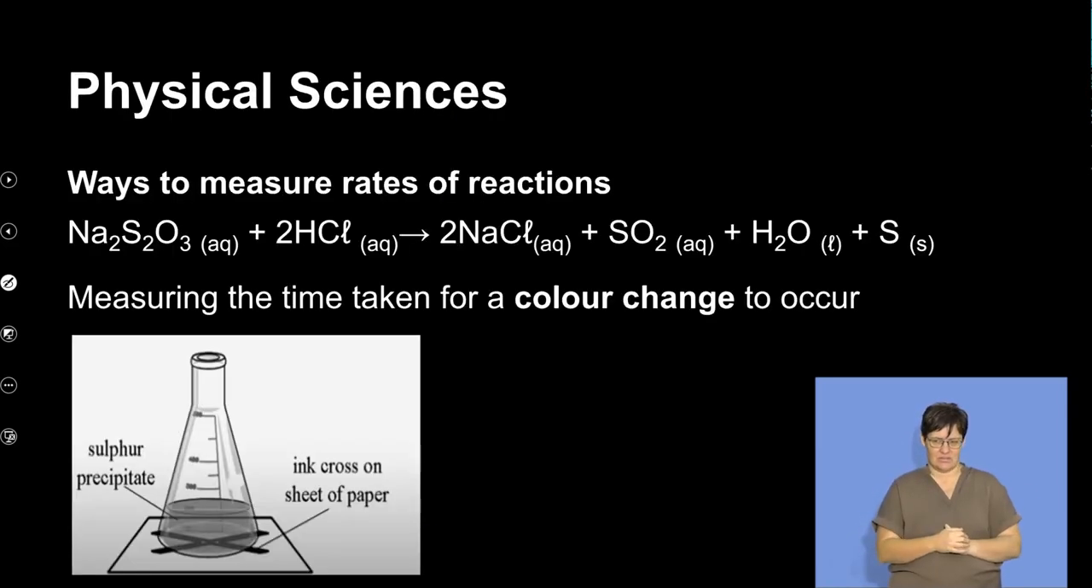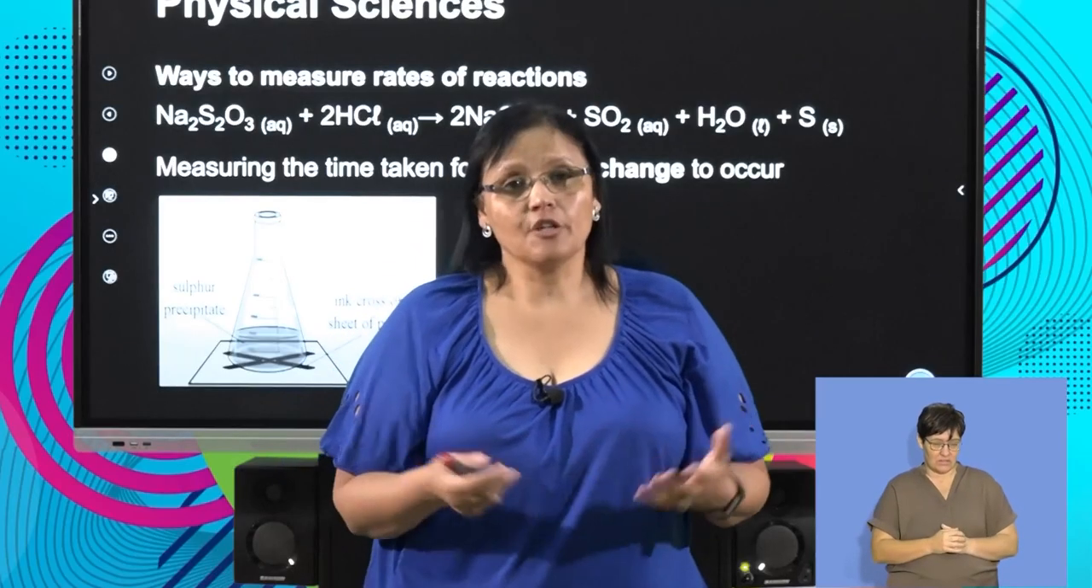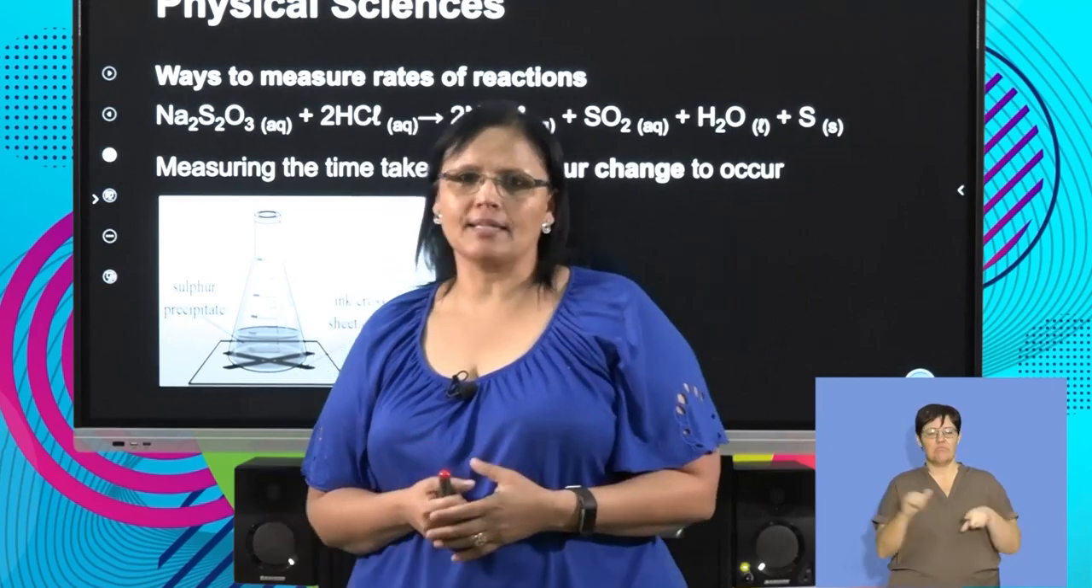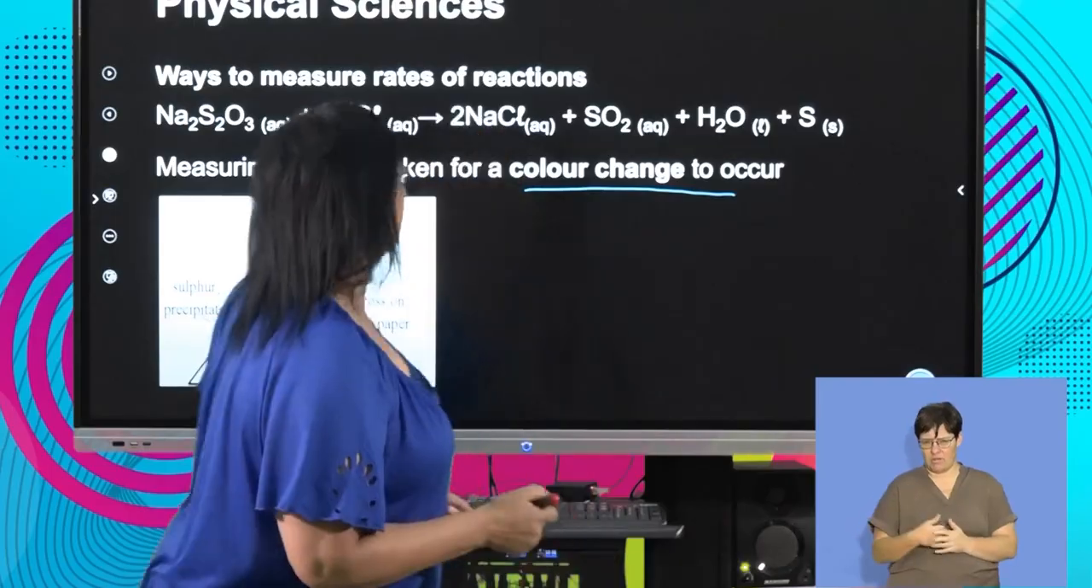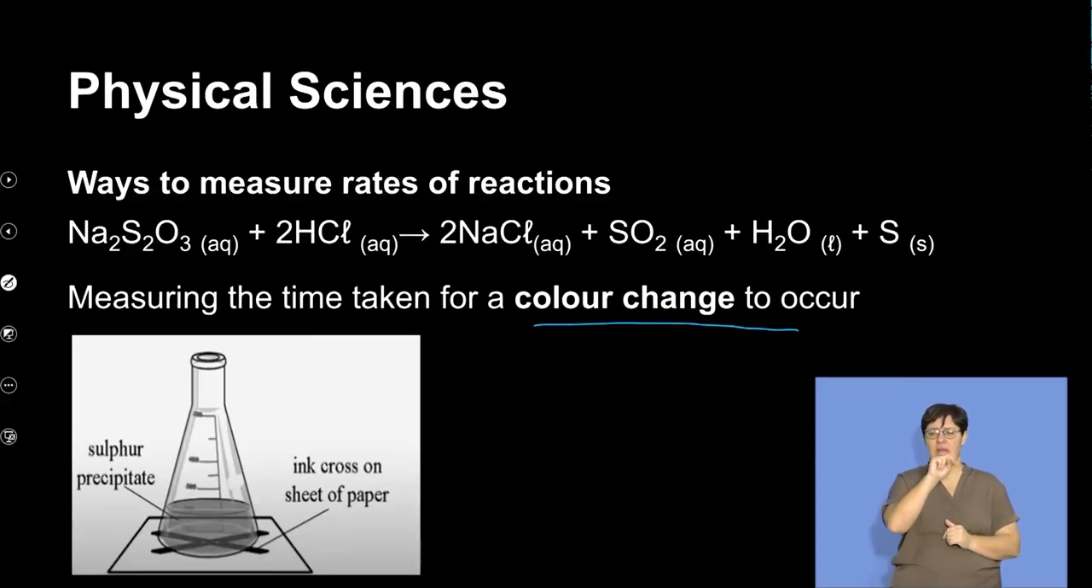Right. The very last one, the third one that I want to look at, is the one that we can do as a formal practical in grade 12, where we measure the color change, how long it will take for the color to change. And we use here sodium thiosulfate and hydrochloric acid in a conical flask on a white tile with a black X at the bottom.